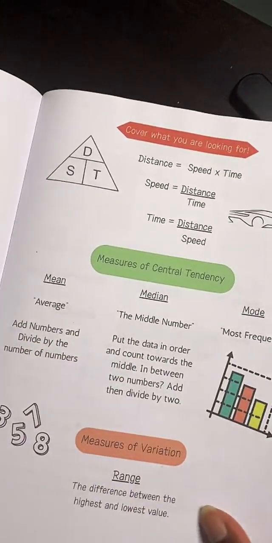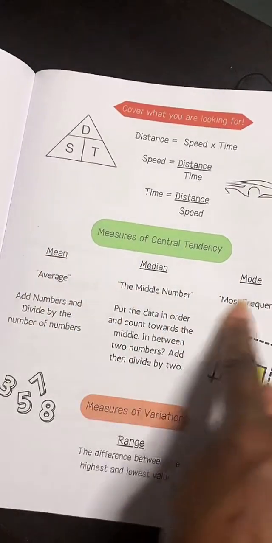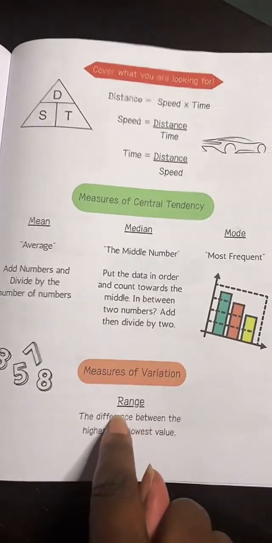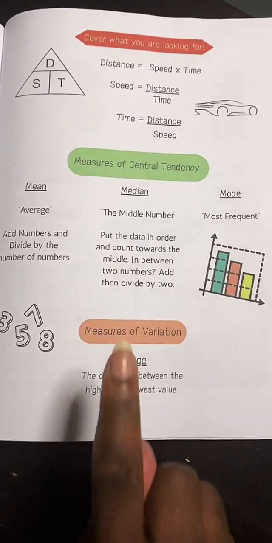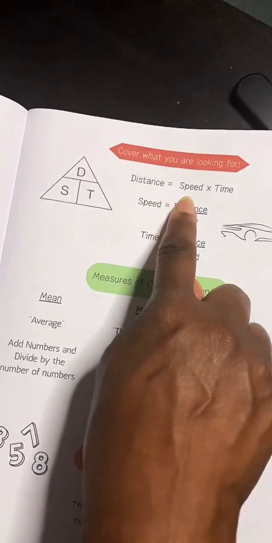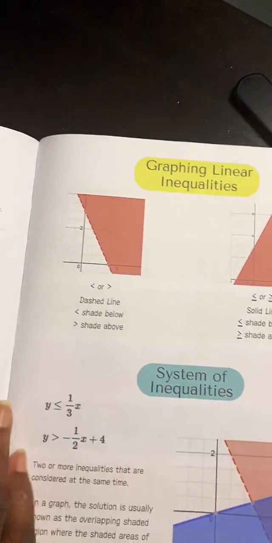Then we have the measures of central tendency: mean, median, and mode. This is the measure of central tendency. The measure of variation is range. Please know the difference, okay? Then we have distance, speed, and time, looking at the different formulas that we have.